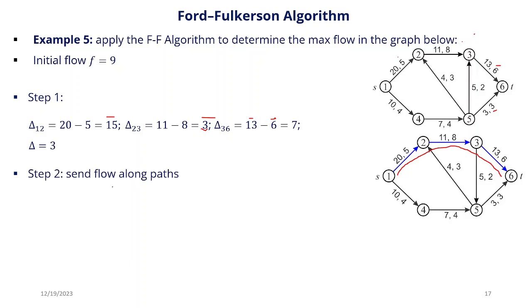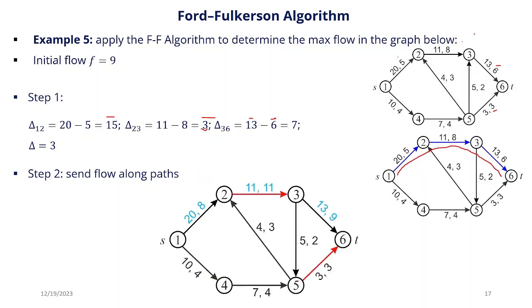So we'll now send the flow along the path. Since all the paths are forward paths, we are going to add 3 to every flow that you already have here. So 3 plus 5 gives us 8. 3 plus 8 gives us 11. 3 plus 6 gives us 9.